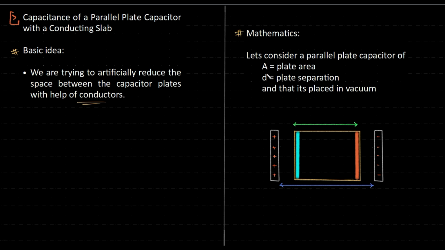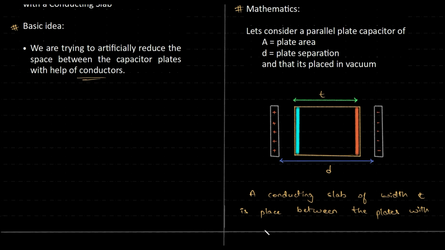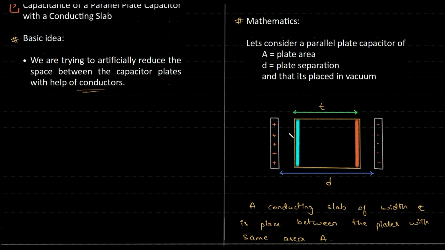So mathematically, we're looking at A and D being the plate area and the plate separation. So this being D, the area is your surface area. This is placed in vacuum. And a conducting slab of width T is placed in between, right? Placed between the plates, with same area A, right? Okay, next. What happens?